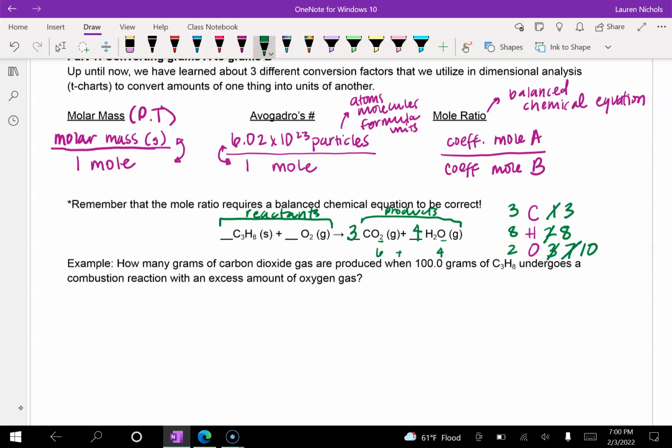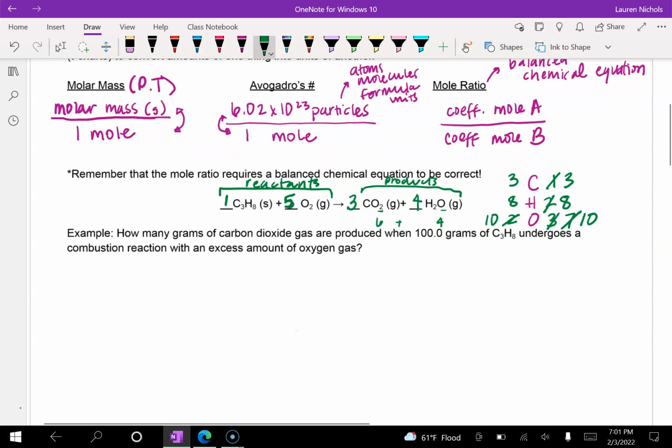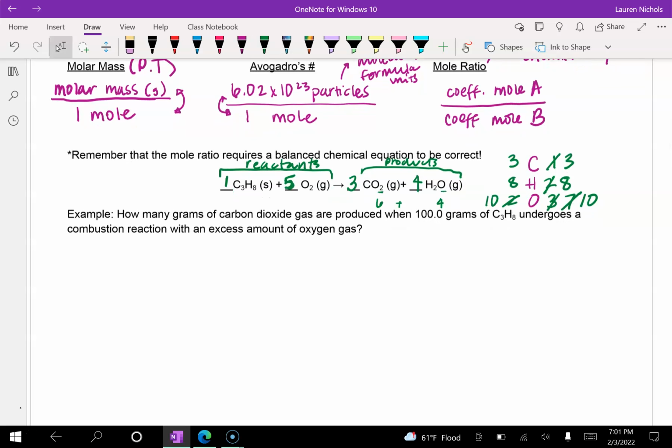And so now when we look at our oxygens, the reactant side is the smallest side, and we're going to need a 5 here, so that 5 times 2 will give us 10 total oxygen atoms. And of course, in front of C3H8, there is an invisible 1, or we can write it there. But chemists are kind of lazy. We don't write the 1s. And we're going to be using this balanced chemical equation to answer this example.